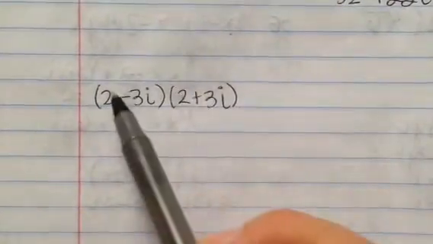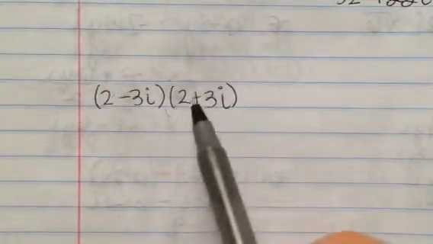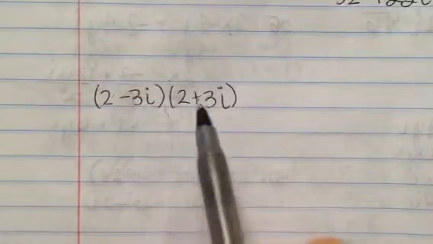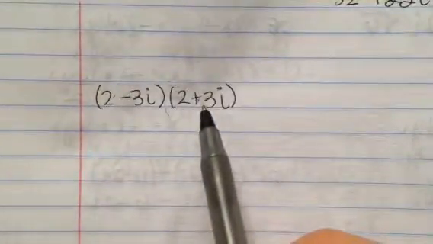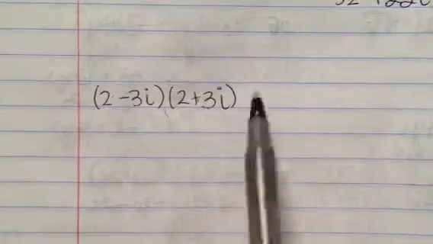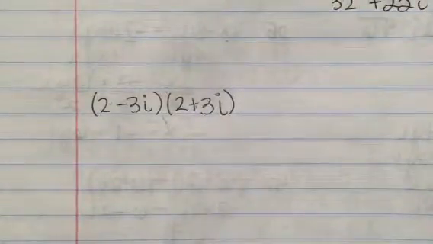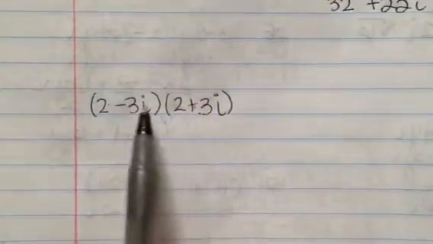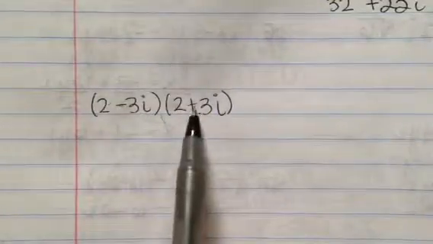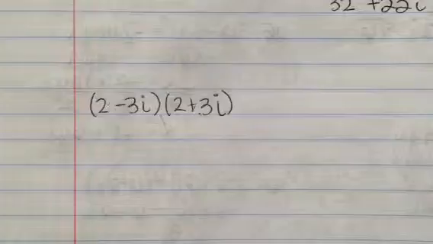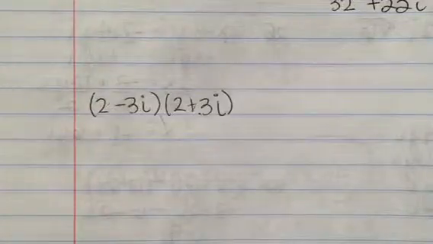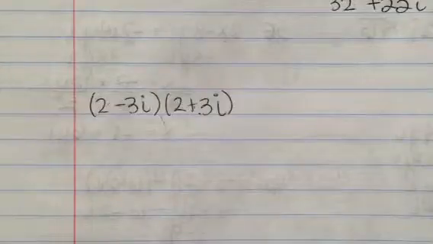Okay, let's try another one. So if I had 2 minus 3i, when you change this to plus, that makes it a conjugate. So I wrote another conjugate for you to get rid of a radical. That's the same thing with i's. So if it's a minus, make it a plus. And the reason is because this will completely eliminate i's, just like before, it completely eliminated square roots for you.